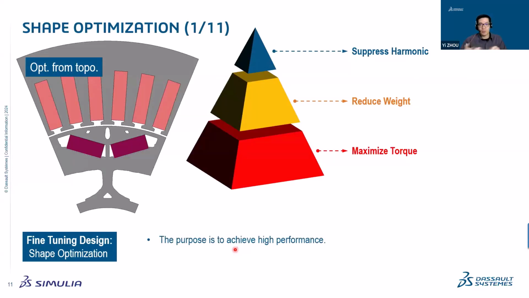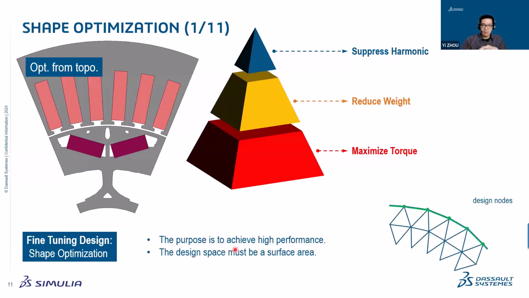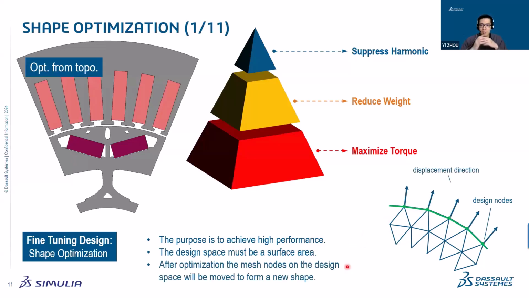What does this do? It will try to push your current design to wider or higher limits. That means you have the design space, but this time it must be a surface area. The green part, or green nodes, are the design nodes you want to move. During shape optimization, you move the green nodes inside and outside, and then you will find the optimized design.